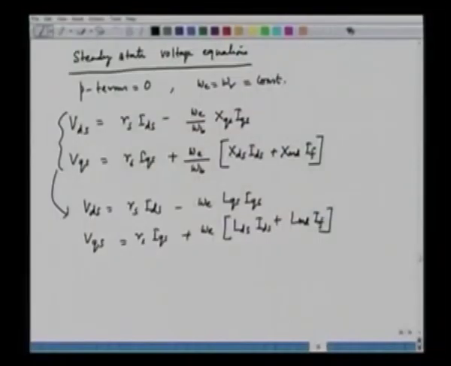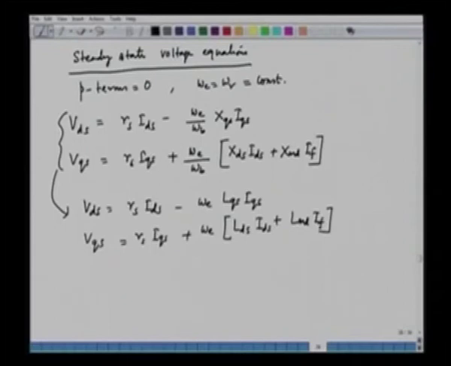Now, we have two equations, one in the D axis, other in the Q axis, and these equations are valid for any given speed. Omega R can be anything. It can be 2 radian per second, it can be 50 radian per second, it can also be 300 radian per second. It is valid for any speed, because we are talking about a variable speed drive. It is frequency independent.